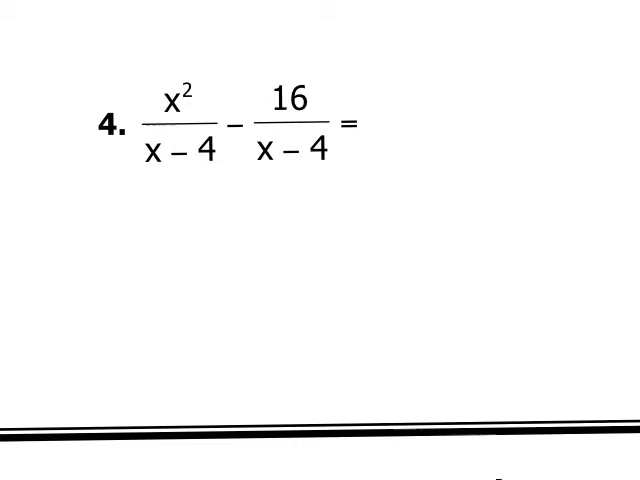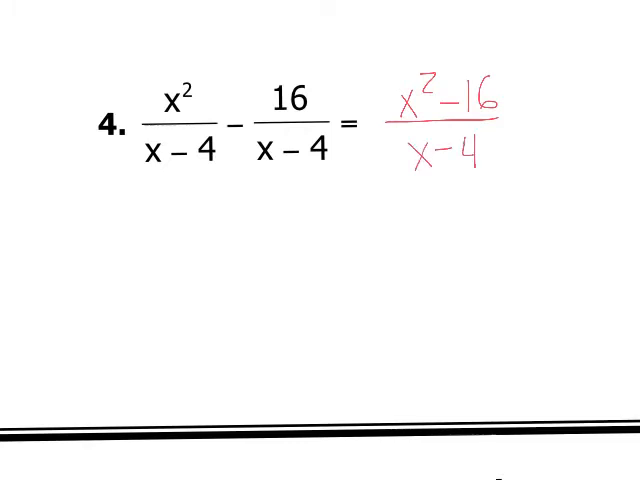So can I combine anything on top? No. I can't combine anything, right? There are no like terms. I see an x squared and I see a negative 16. So what do I have on top? It's just what you see, right? X squared minus 16. And my x minus 4 stays on bottom. Remember, my denominator doesn't change.